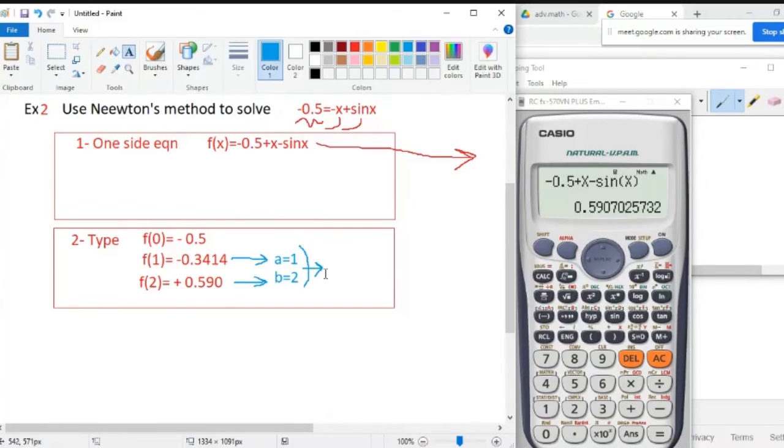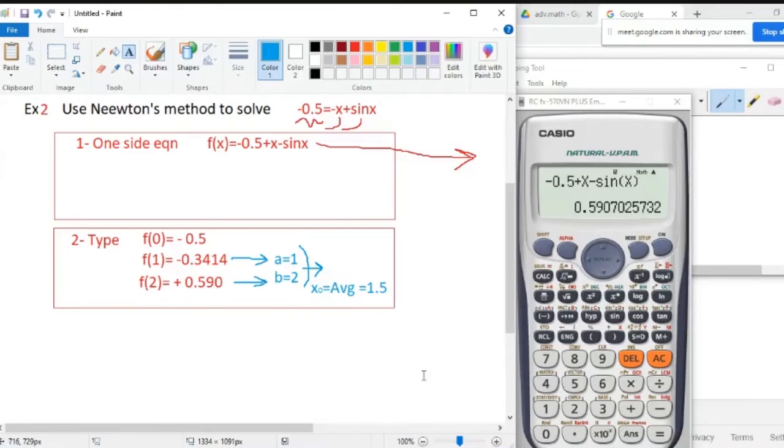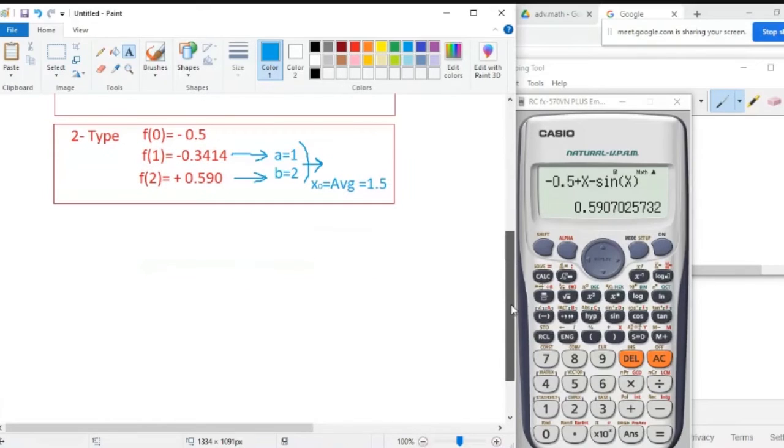I will rename the average x naught. This average equals what? When you add them, 1 plus 2, it becomes 3, divided by 2, it becomes 1.5. Then x naught equals 1.5. Remember, this note is small with respect to x, just a suffix or index like that. Anyway, step number 1 and step number 2 are finished. Now I'm going to continue to step 3.